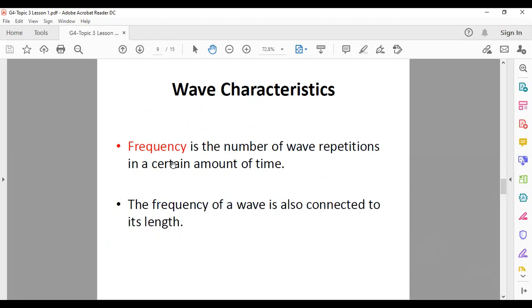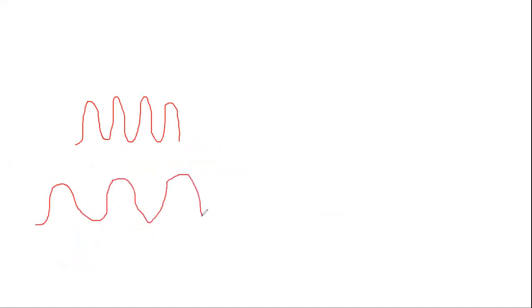Frequency, in Arabic, التردد. The number of wave repetitions in a certain amount of time. Again, the number of wave repetitions in a certain amount of time. The frequency of a wave is also connected to its length. Here, look. How many waves pass, for example, during a second. Like this. Here, for example, the frequency is higher than this.